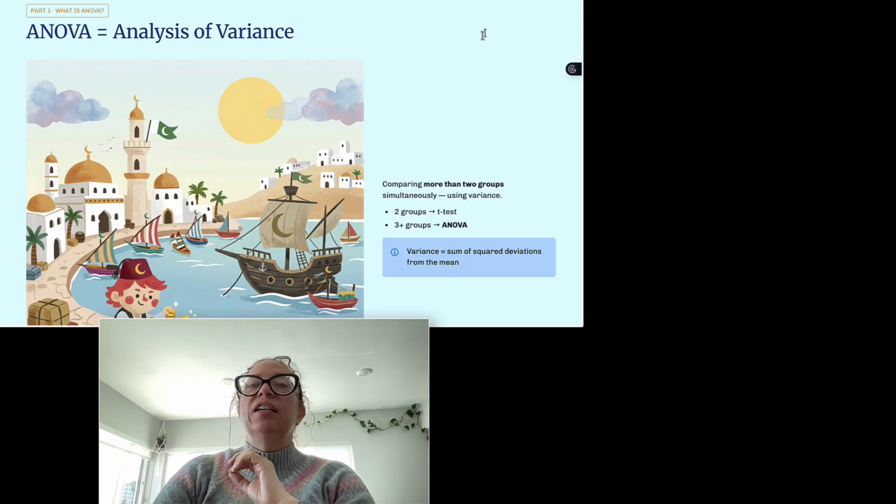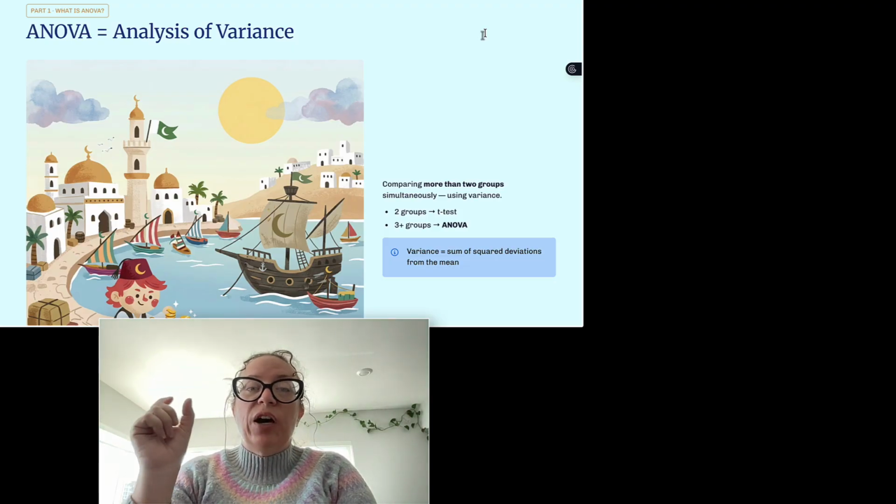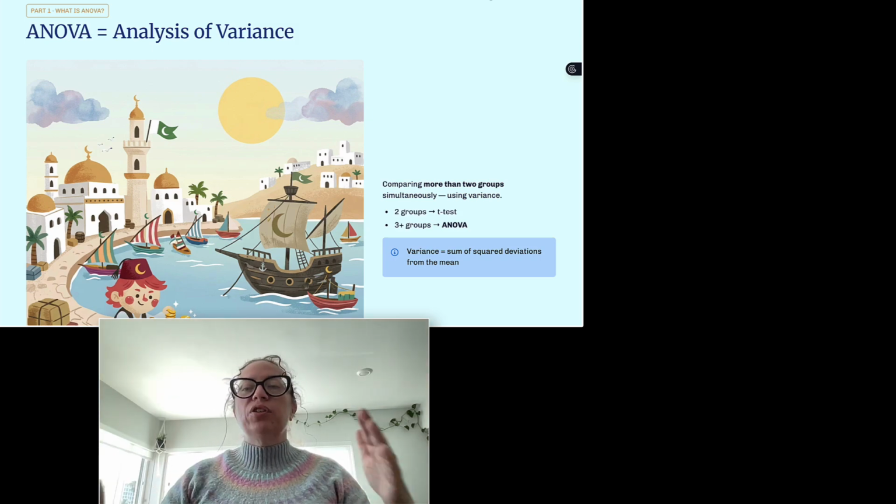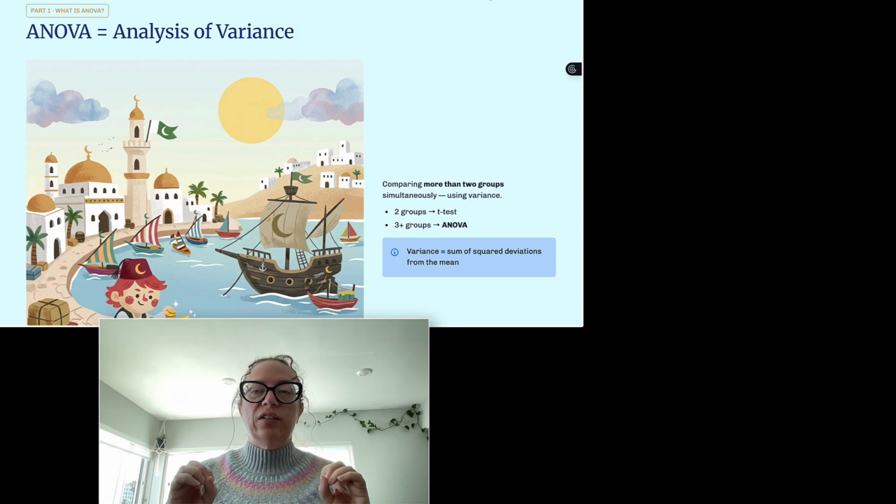So ANOVA stands for Analysis of Variance. We're focusing on variance across groups, calling back to everything you learned about variance earlier in this course. Variance relies on the sum of squares, the sum of squared deviation scores for a data set. Just a quick reminder, you've seen this before. That number tells us the total spread in the data, right? So hold on to that concept because it's fundamental to ANOVA.